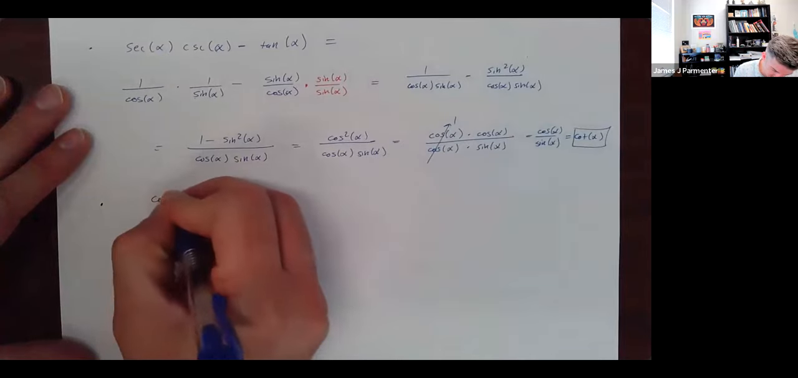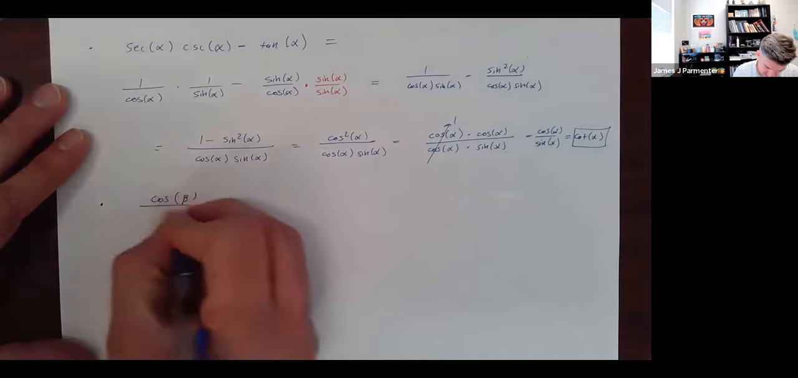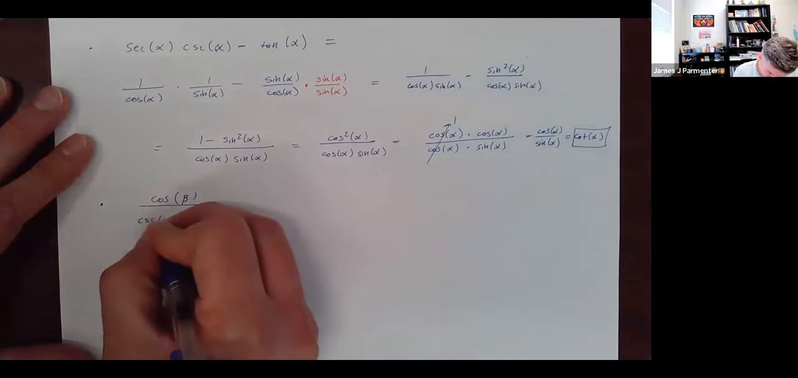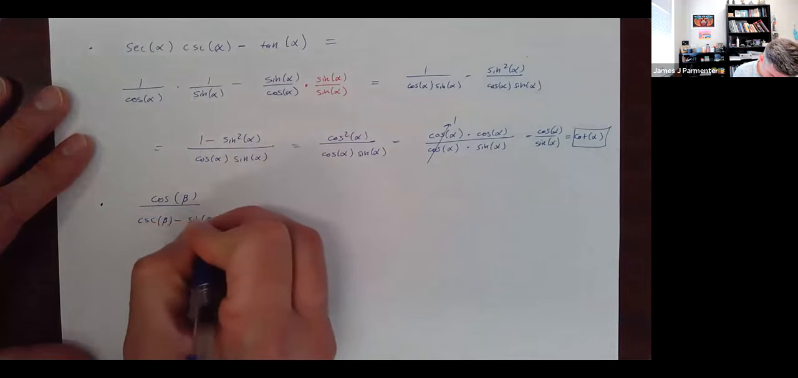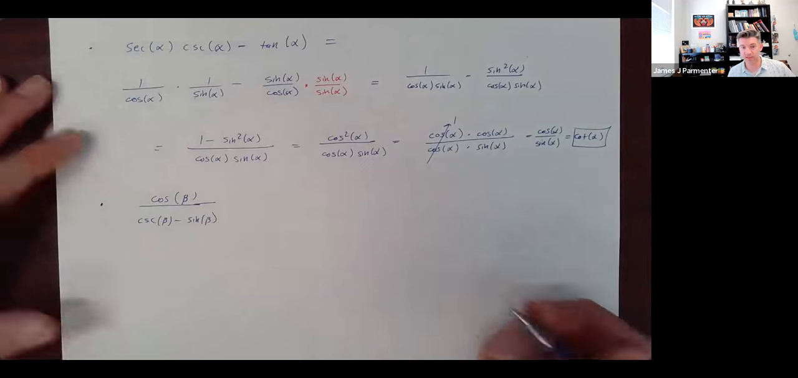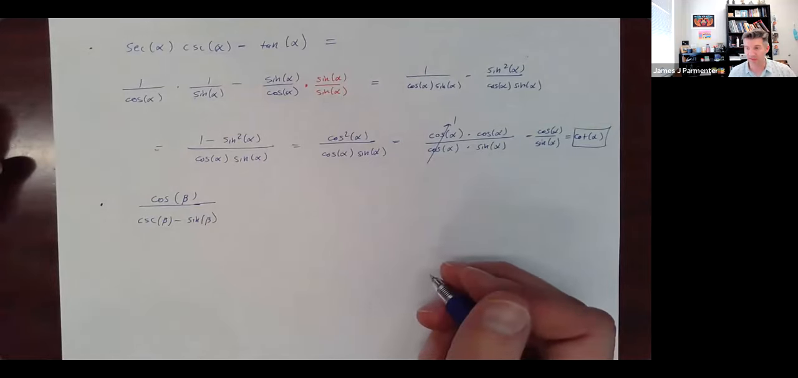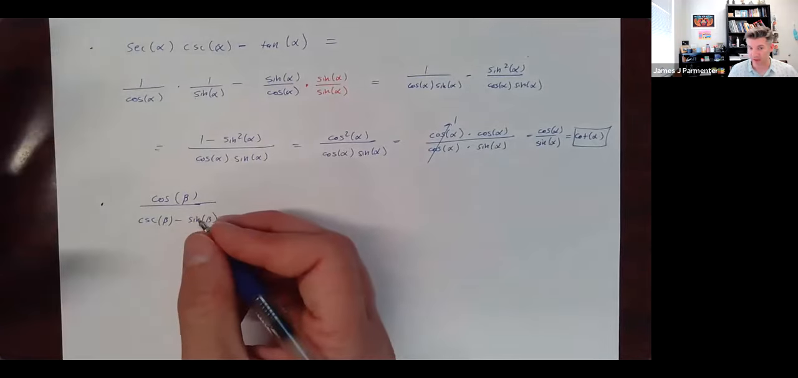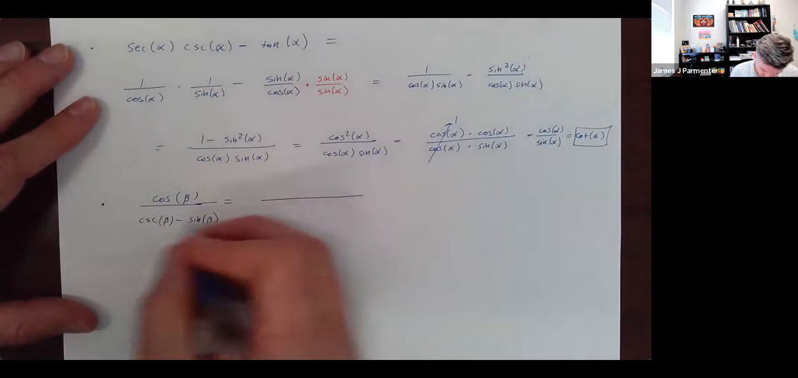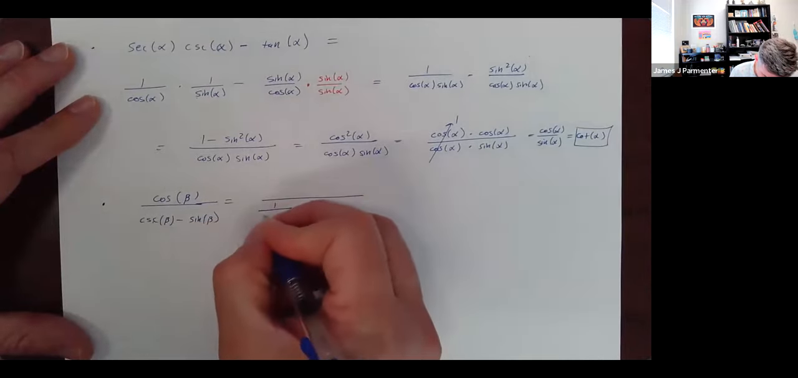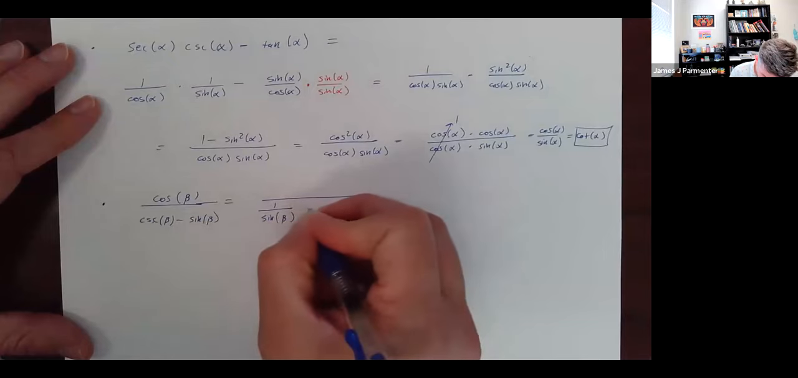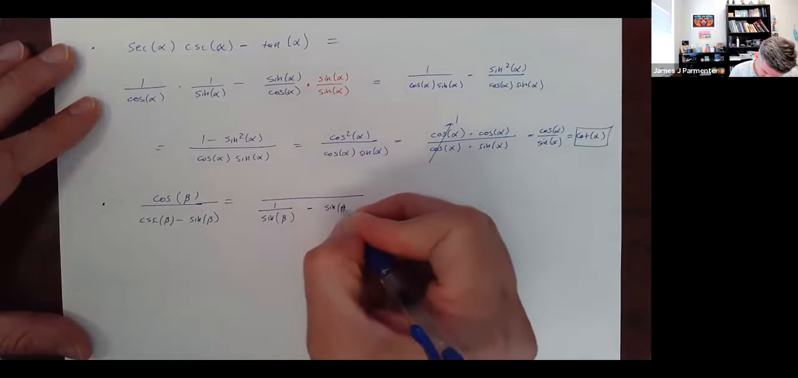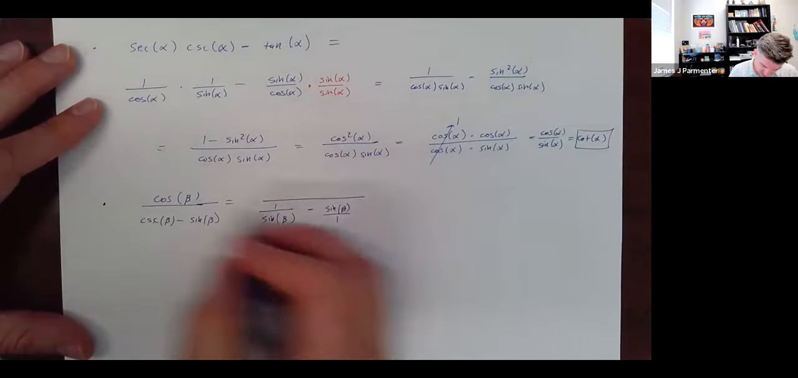So let's try cosine of beta over cosecant of beta minus sine of beta. I'm a little worried here, but we'll make it work. Again, the only thing I think to do is write things in terms of sines and cosines. That's my only go-to move if there isn't anything else obvious. So I'm going to rewrite this: cosecant is going to be 1 over sine of beta, and then sine of beta is just sine of beta, but I'm going to want a common denominator, so I'll write that as sine of beta over 1. Up on top, still cosine.